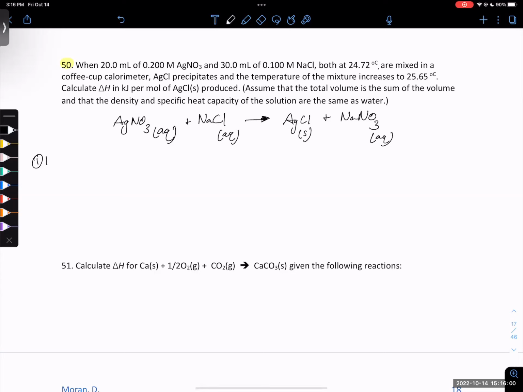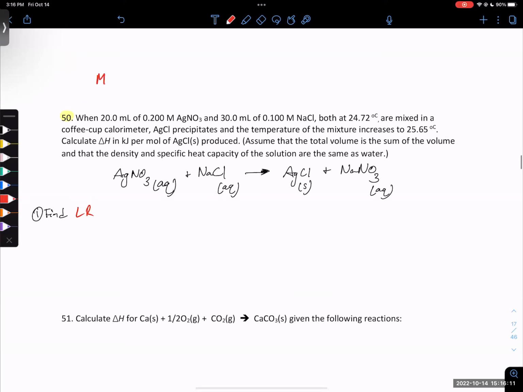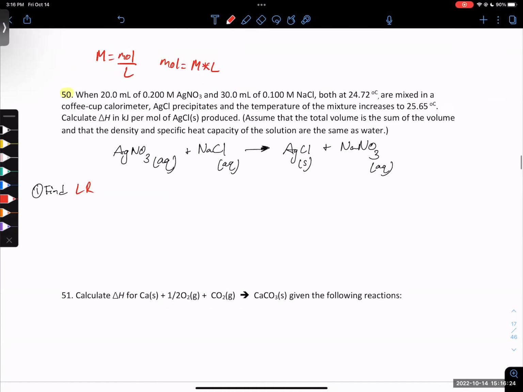So step one, we're going to find the limiting reactant. We know that molarity is equal to moles over liters, so moles will be equal to molarity times liters. We'll do that for each of these. So 0.2 times 20 over 1,000, so 0.02 times 0.2, which equals 4 times 10 to the negative 3 moles of AgNO3.